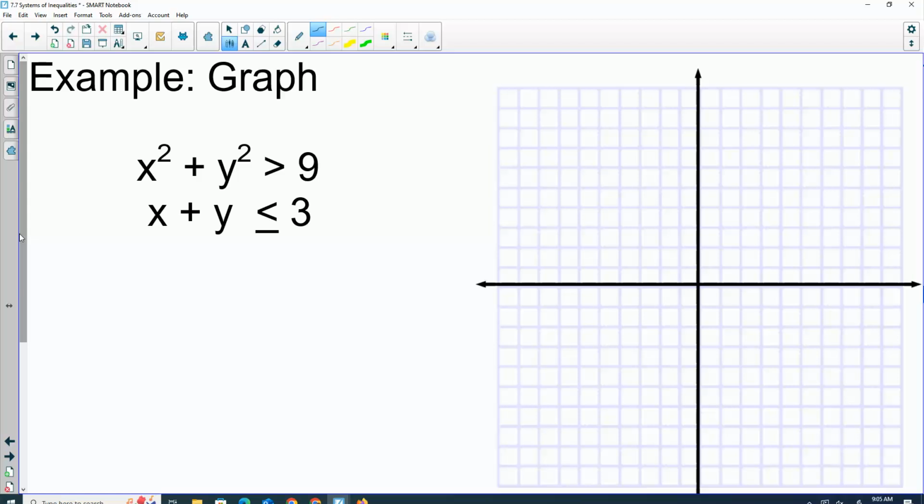x squared plus y squared is greater than 9. X squared plus y squared, that's not a line. Does anyone know what that is? If it's y equals x squared, that's a parabola. This time both of them are squared. So if we don't know, we could, what? What do you do if you don't know how to graph something? Make a t-chart. Okay, let's try that if we don't remember how to graph it.